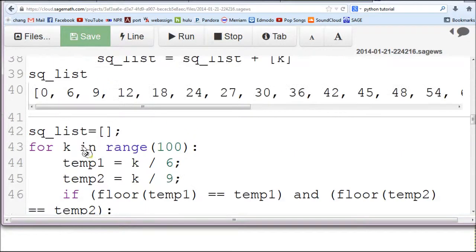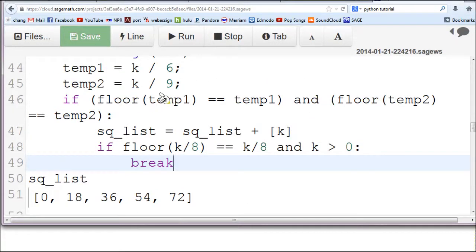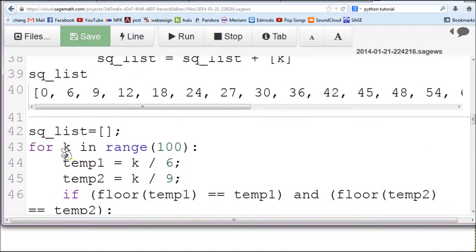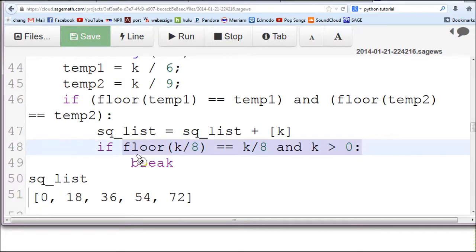So instead of going through all 99 elements, we decided to escape this loop whenever this condition is satisfied. So that's what this break does. Okay, so again, what this break does in this command is that we don't go through all this list, 100 numbers in there, 0 to 99, but whenever this condition is satisfied, we're going to break this for loop and just go to the next line.